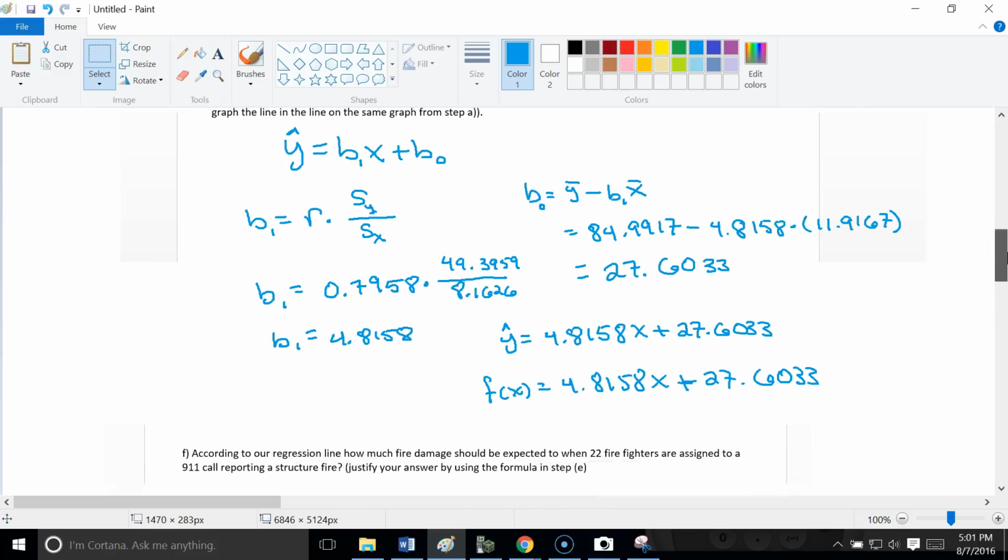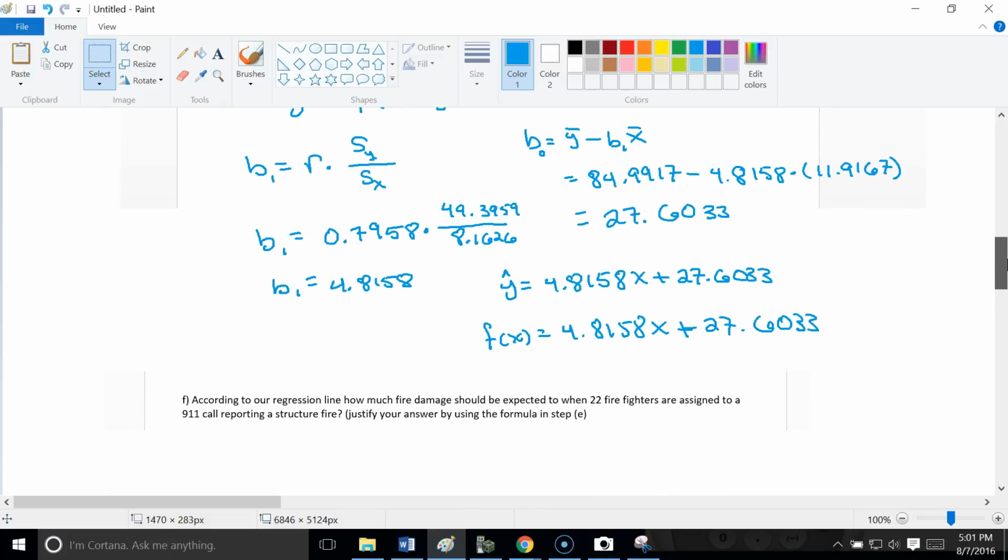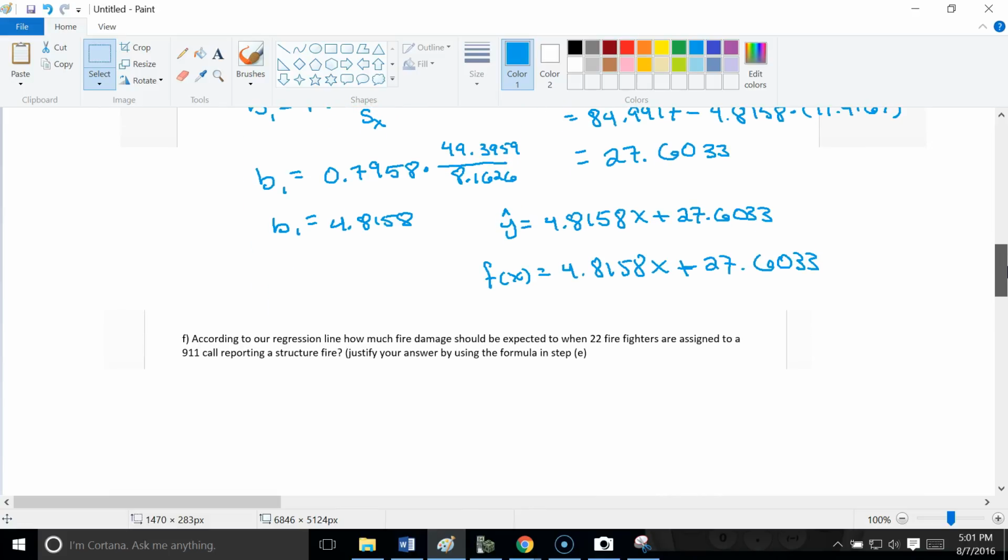Okay, moving on to the next part of this question, part F. It says, according to our regression line, how much fire damage should be expected when 22 firefighters are assigned a 911 call reporting a structure fire? Okay, so we have this function where we input the number of firefighters and the output is the amount of damage. In this case, we're going to solve this equation with letting x equal to 22.